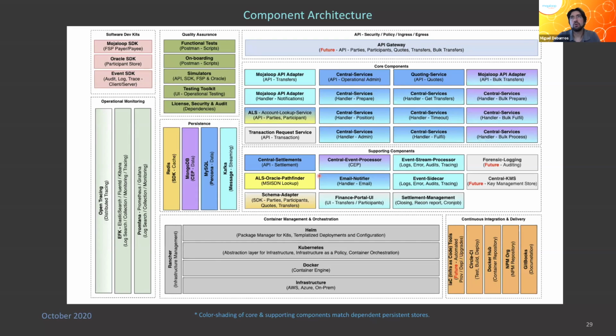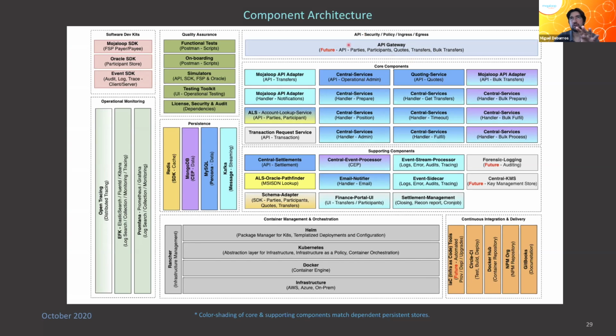So if you recall, we had at a high level the account lookup service, we had the quoting service, and we also had the central ledger, which was broken up into two individual components. Here is a detailed component diagram which shows the individual components of the Mojaloop switch itself.